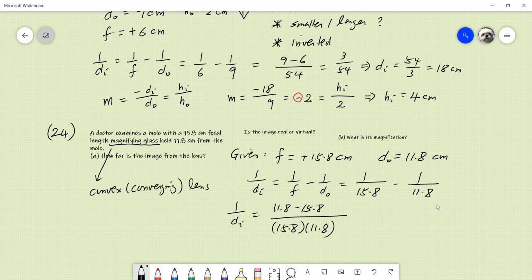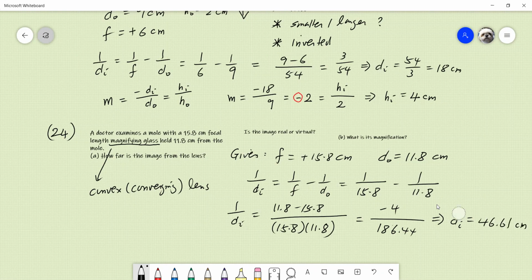So the top will be minus 4, right? 11.8 minus 15.8 is minus 4. And the bottom, you multiply 15.8 times 11.8 is 186.44, right? So therefore, my DI is 186.44 divided by 4, which is going to be 46.61.